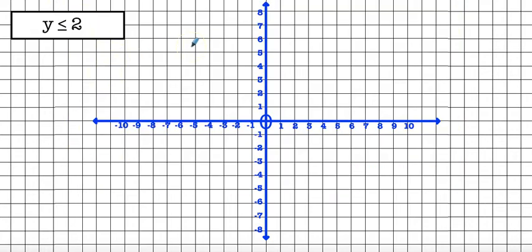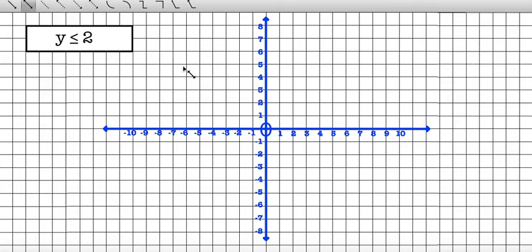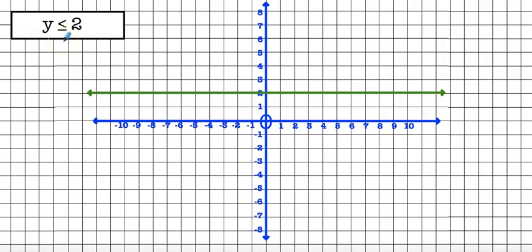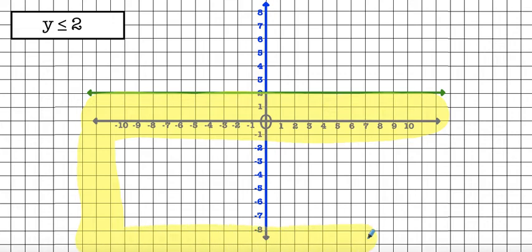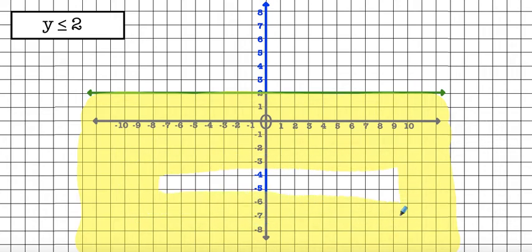So let's look at our next example. y is less than or equal to 2. And because it's less than or equal to, we're going to have a solid line this time. So we're going to have a solid line at y equals 2. We're going to graph that as we normally would if it had an equal sign. And now when we shade, because y is less than or equal to, we're going to shade below. So that's it for this example.